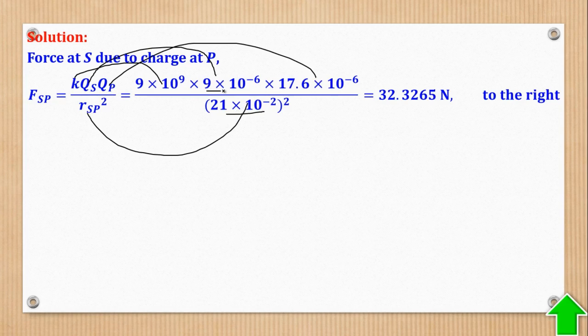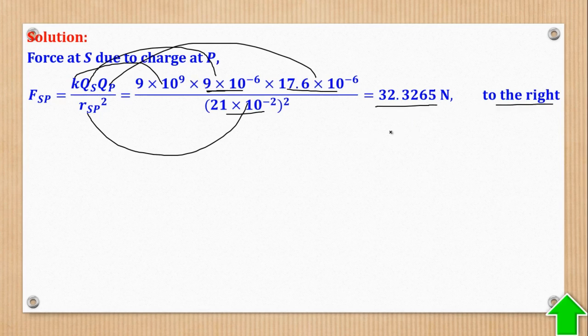And also the charges were in microcoulomb. So usually the charges will always be in microcoulomb in most cases. So you have to remember to convert to coulomb. So now I substitute, I come up with this, and the direction is to the right.